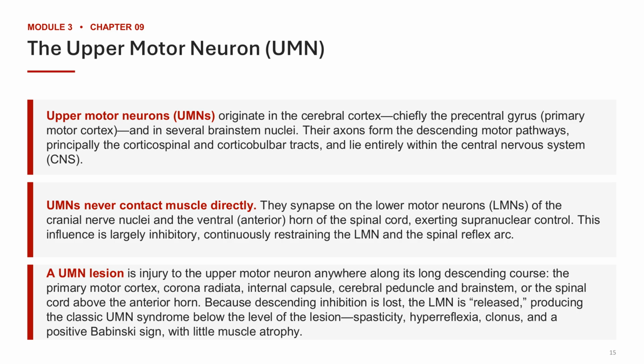A lesion cannot denervate muscle, so there is little atrophy. And because it removes restraint rather than command, what you get is too much reflex, not too little. Spasticity, hyperreflexia, clonus, and a positive Babinski sign, all appearing below the level of the lesion.